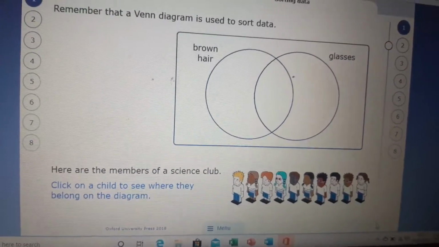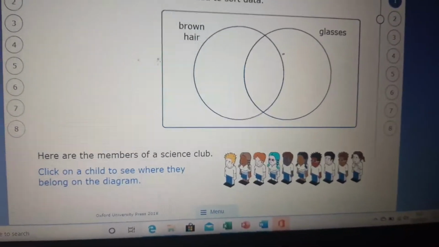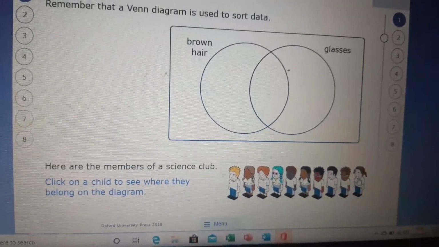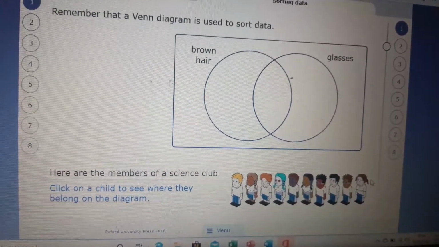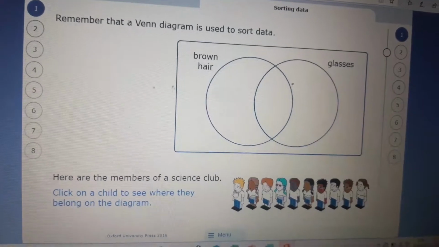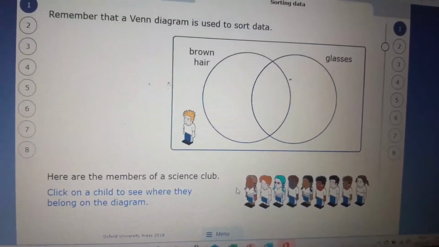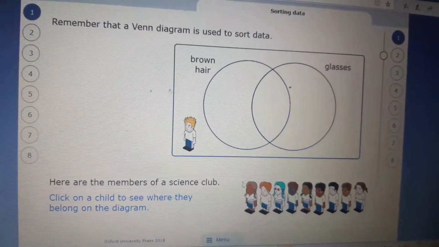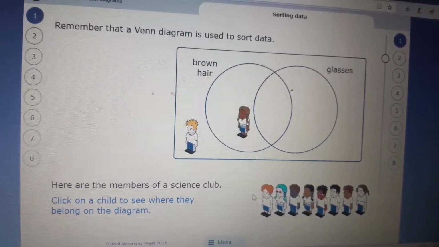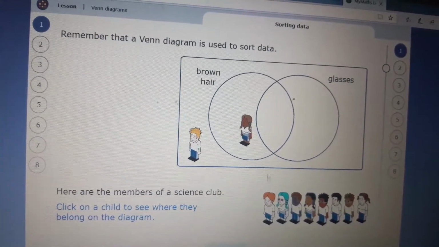And we're going to physically put them into the right place. So we'll start on here with this girl. She has brown hair. So, maybe I have to start at the other end. This boy doesn't have brown hair and he doesn't have glasses, so he's completely outside the two loops. This girl has brown hair, so she goes here. She doesn't have glasses, so she can't go in the middle.